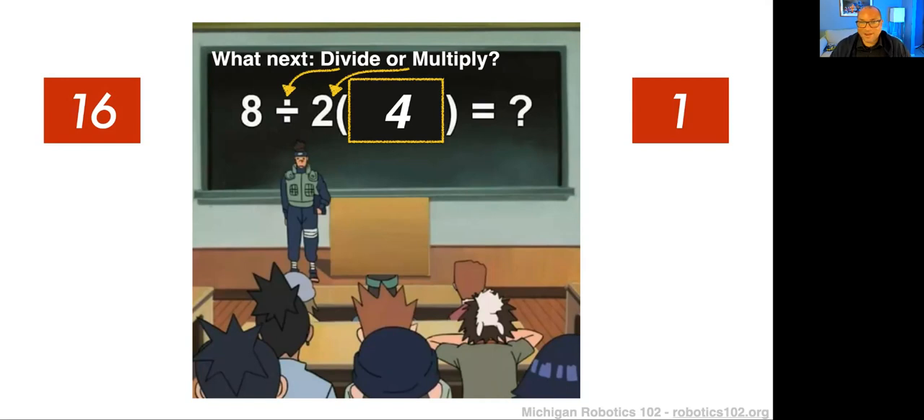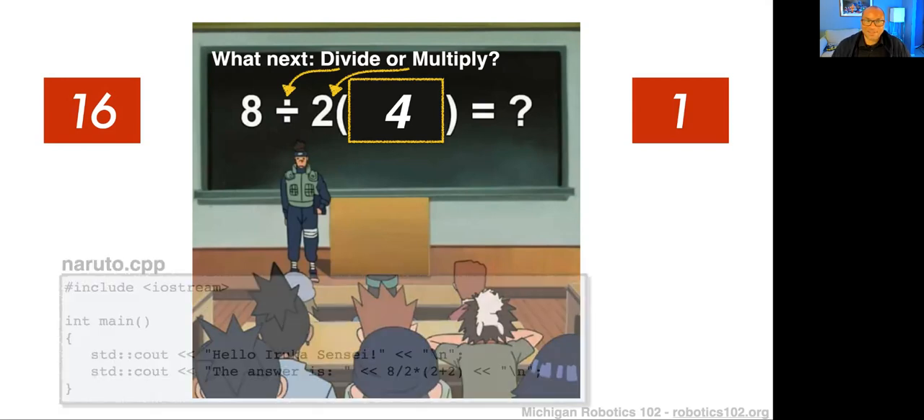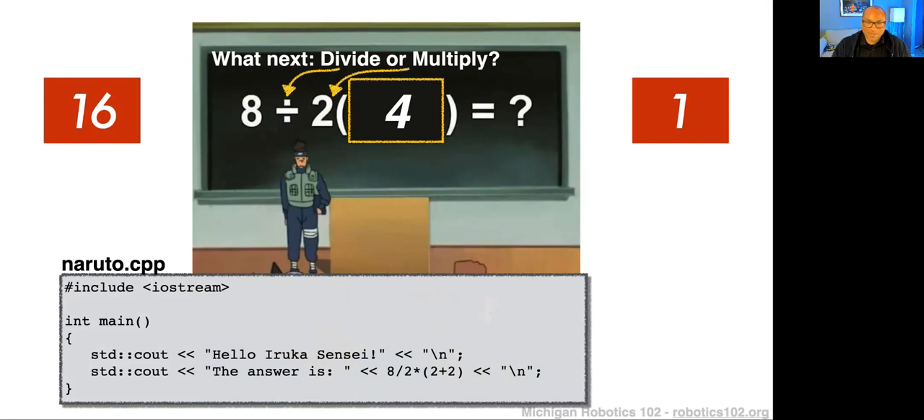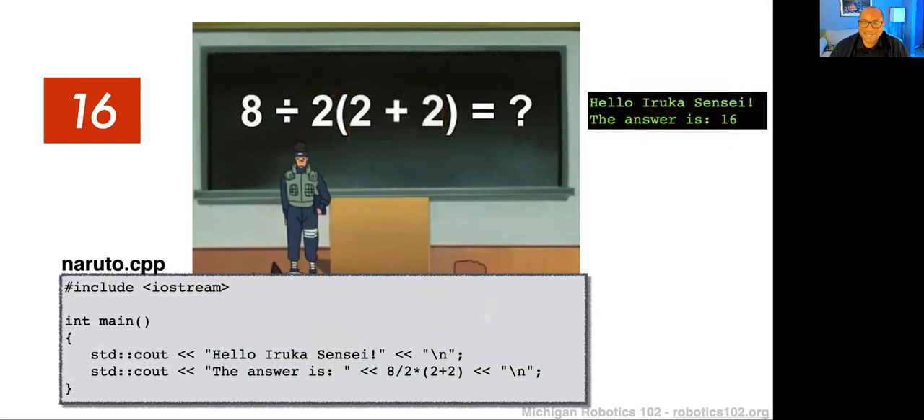To resolve this ambiguity, I wrote a little program to just see what it would say. And C++ came back to me and said that 16 is the right answer. So the question is, why is 16 the right answer in this case?